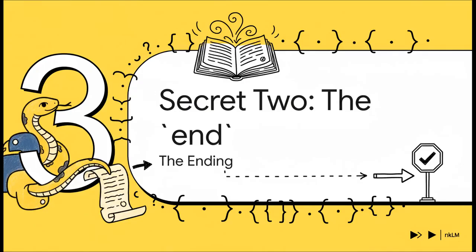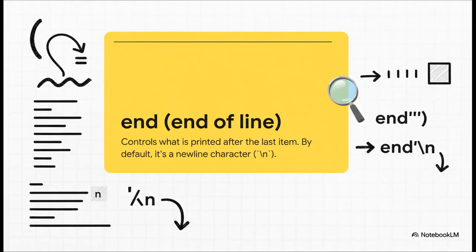Okay, on to secret number 2. This one is all about controlling what happens at the very end of your print statement. Have you ever stopped to wonder why every single print call starts on a new line? Well, it's because of this guy, the end argument. By default, it's set to a special newline character. But just like with sep, we can take control and change it to whatever we want.